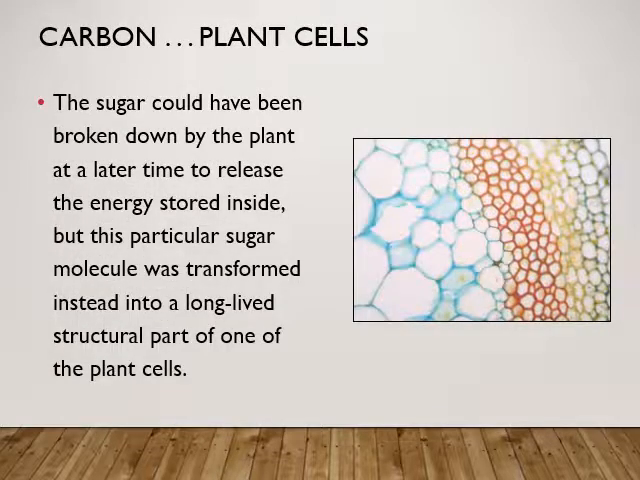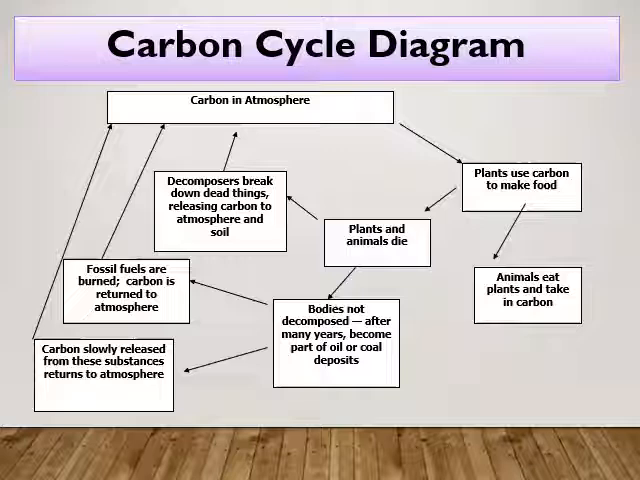The sugar could have been broken down by the plant at a later time to release the energy stored inside, but this particular sugar molecule was transformed instead into a long-lived structural part of one of the plant cells. If you look at this carbon cycle diagram, you will find carbon in the atmosphere. Plants use carbon to make food. Animals eat plants and take in carbon.